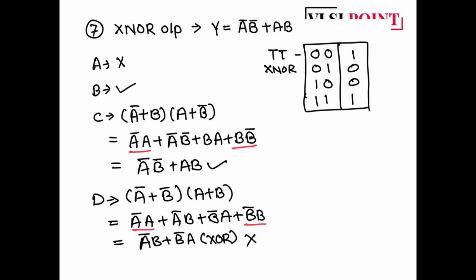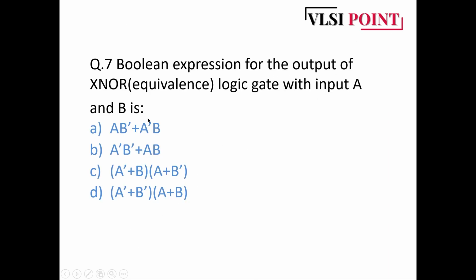Before going to that, XNOR is nothing but Y equals A bar B bar plus AB. So this is the XNOR function. If you see the truth table of XNOR function, it is 001, 010, 100, 111. For inputs which are matching, it will flag output as 1. If it is different, like 10 or 01, it will give 0. So if you see AB bar plus A bar B, this is not XNOR, this is an XOR function. So option A is not the answer.